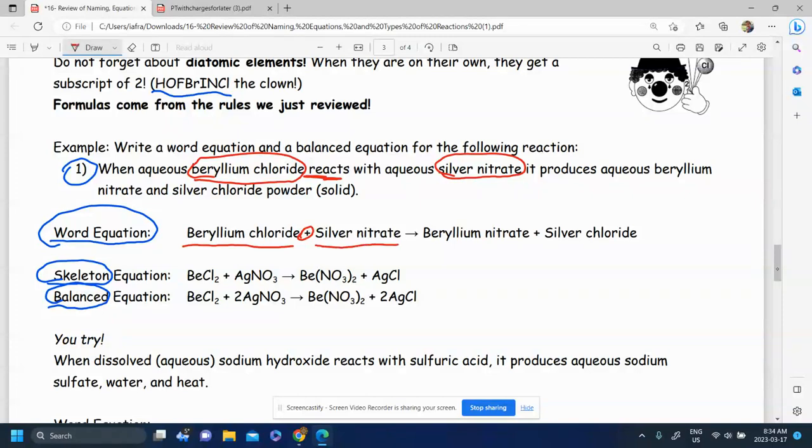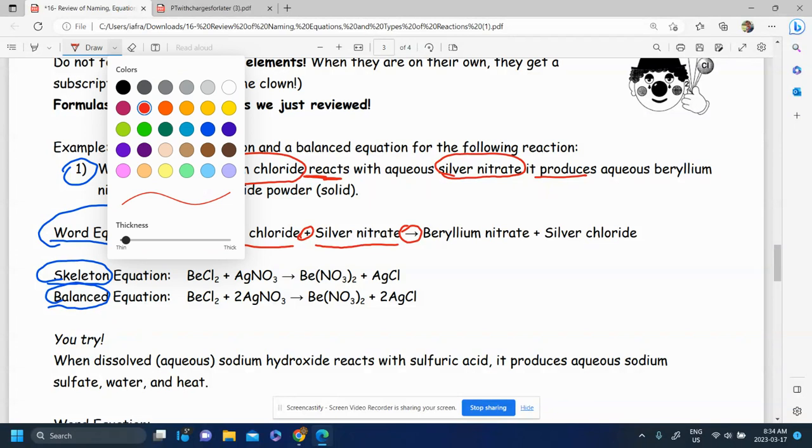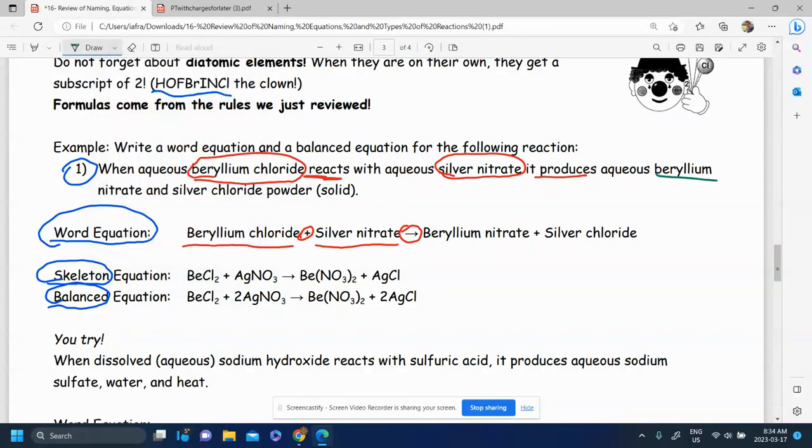And they're going to produce, so we're going to put our arrow there. On the right side, we're going to put the products. So what is made? Well, we have beryllium nitrate. That's one product, and silver chloride. So I put a plus to separate the two products from each other and put the other one here, silver chloride. That's a word equation. Word equations are not always the most efficient to write because you have to spell all those words out.